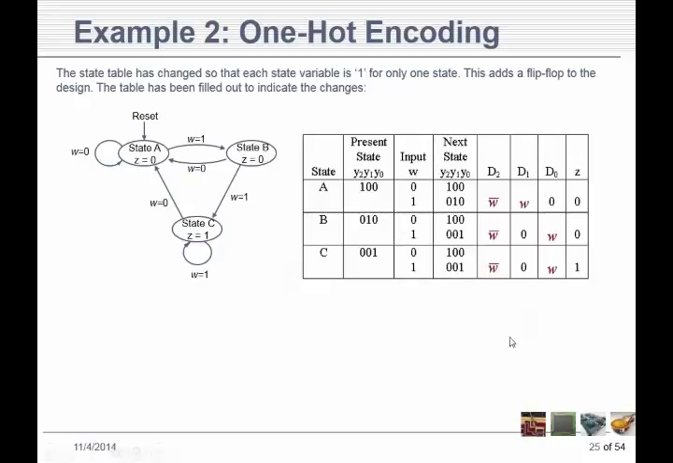All right. So for this one, when we're in state A, if W is a 0, we just stay in state A, 1, 0, 0. Looks like state A. If W is a 1, we go to state B. That's 0, 1, 0 right here.